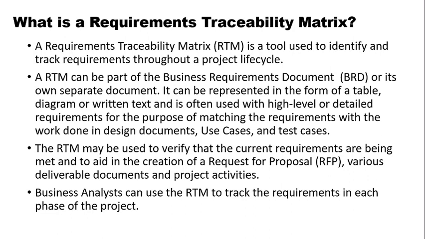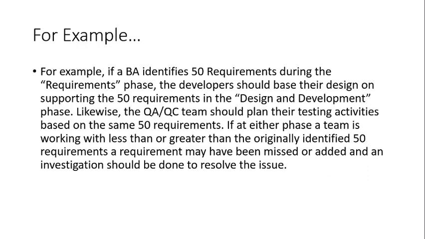Business analysts can use the RTM to track the requirements in each phase of the project. For example, if a BA identifies 50 requirements during the requirements phase, the developers should base their design on supporting the 50 requirements in the design and development phase. Likewise, the QA/QC team should plan their testing activities based on the same 50 requirements. If at either phase a team is working with less than or greater than the originally identified 50 requirements, a requirement may have been missed or added, and an investigation should be done to resolve the issue.